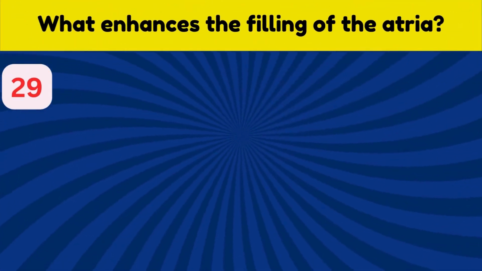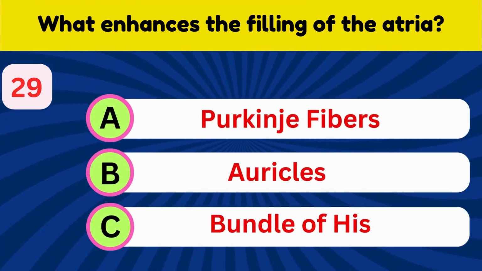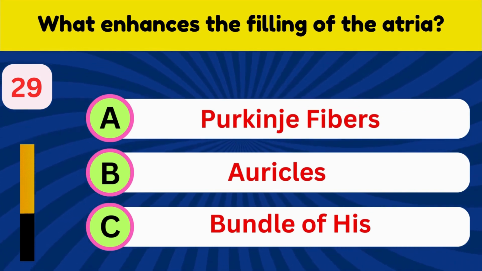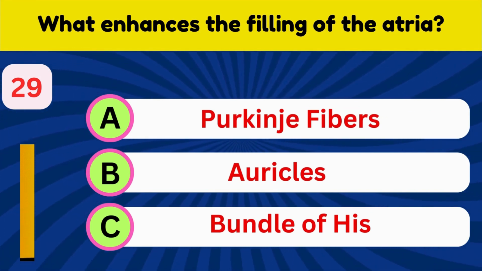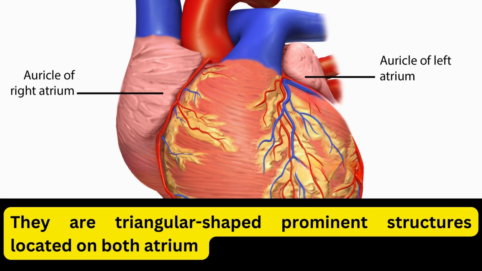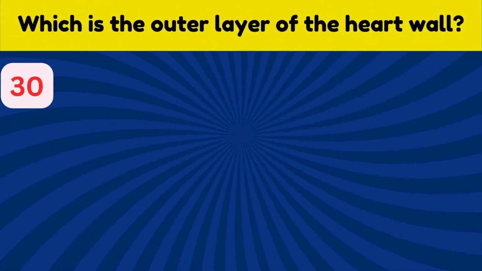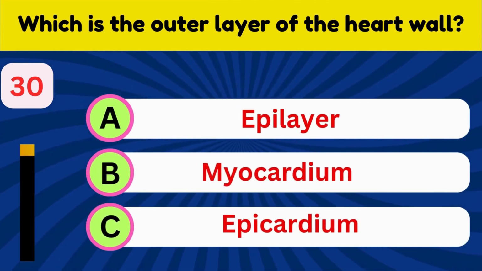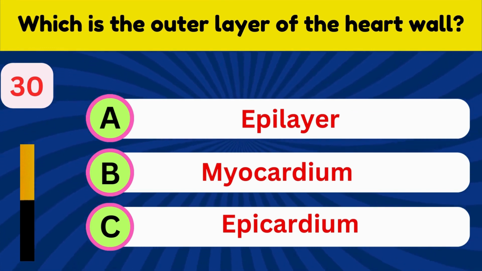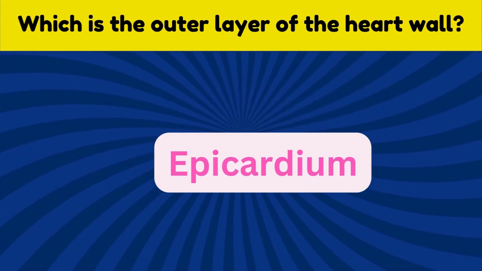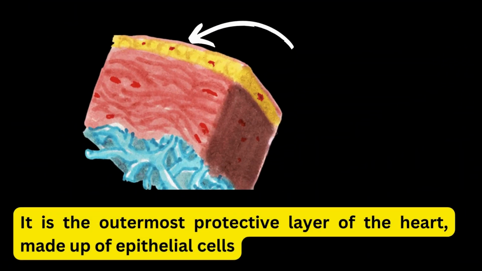What enhances the filling of the atria? Auricles. They are triangular-shaped prominent structures located on both atria. Which is the outer layer of the heart wall? Epicardium. It is the outermost protective layer of the heart, made up of epithelial cells.